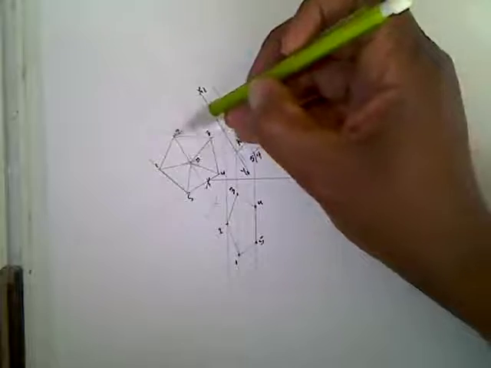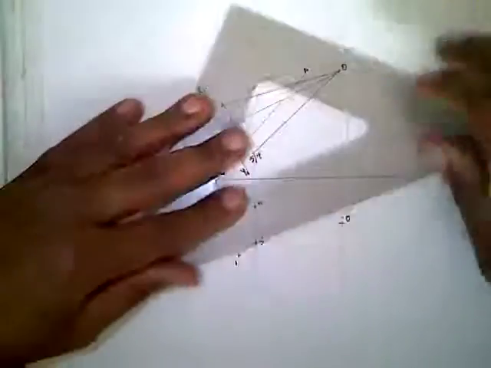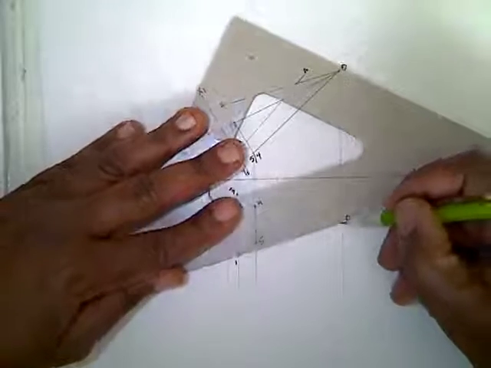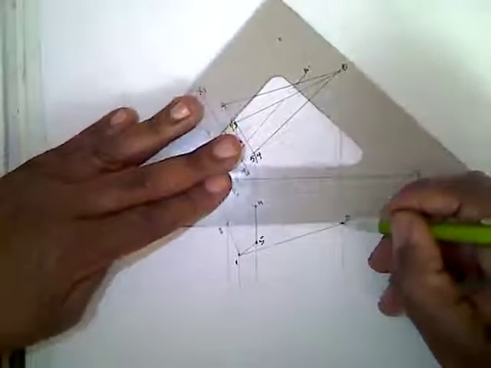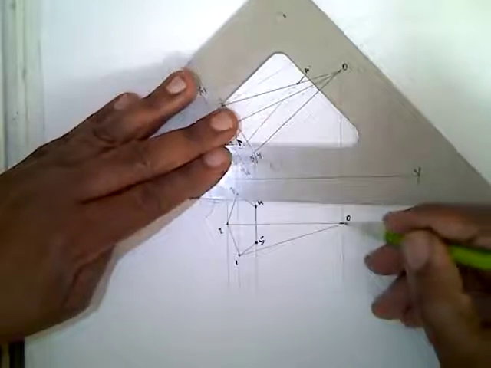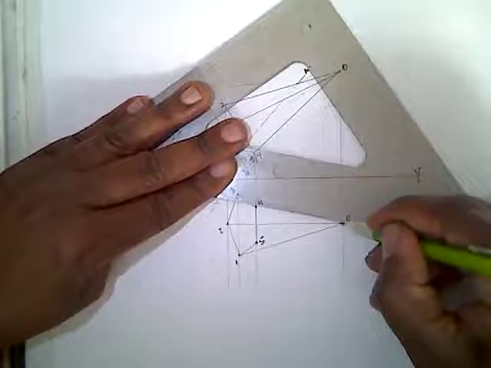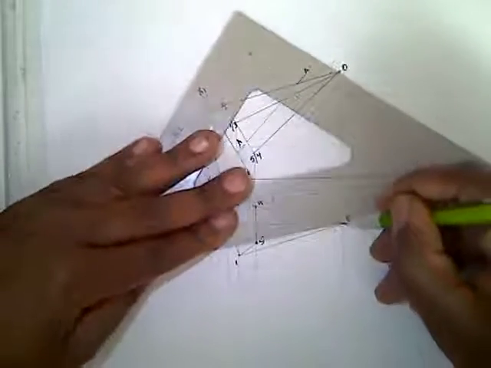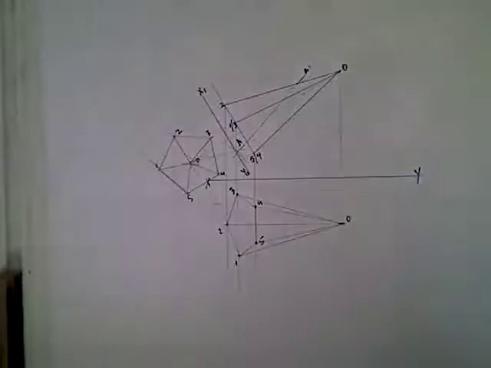1 goes to 0, 2 to 0, 3 to 0, 4 to 0, 5 to 0. All of them, they go to 0. Let's start. 1 very faintly goes to 0, 2 to 0, 3 to 0, 4 to 0, 5 to 0. They all converge at 0.